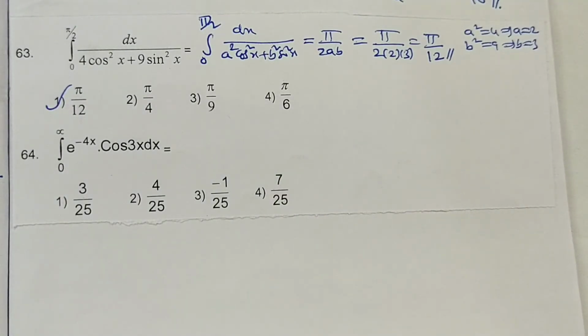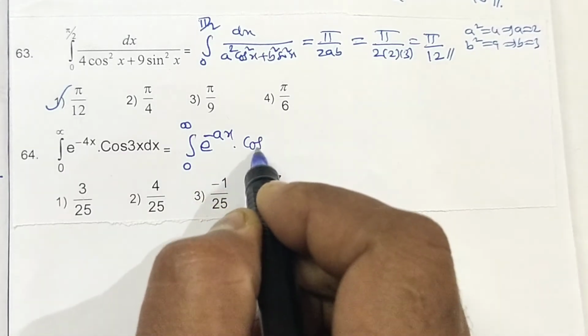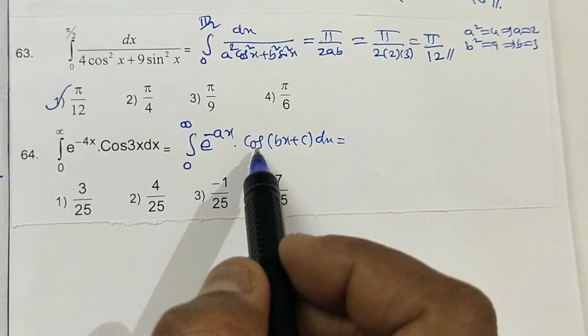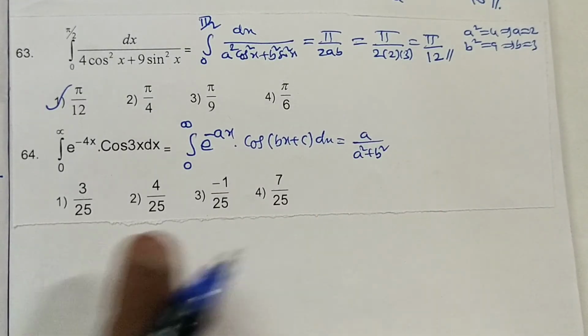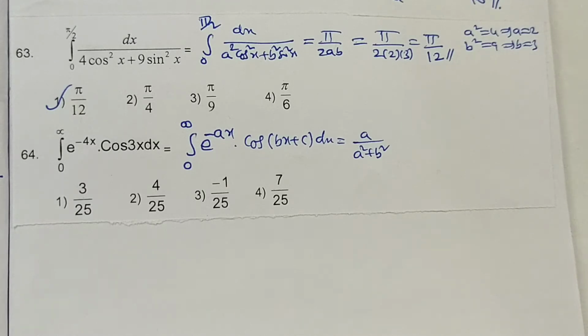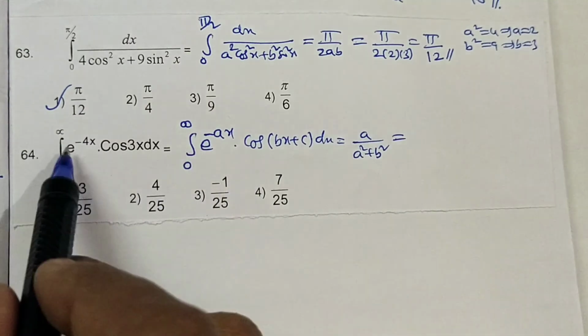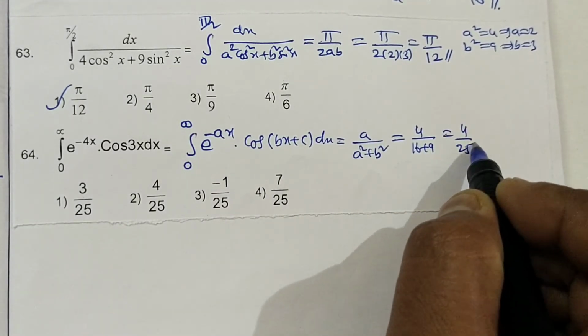Shortcut formula. Even the next question 64 is also a shortcut formula. Integral 0 to infinity e power minus 4x into cos 3x into dx. I already discussed in the previous sessions: integral 0 to infinity e power minus ax into cos of bx plus c into dx, whenever cos term is there, the value is equal to a by a square plus b square. Same question with sin of bx plus c, the answer is b by a square plus b square. Now the question is cos, so a value is 4 divided by a square plus b square. So 16 plus 9, which is equal to 4 by 25, which is there in the second option.